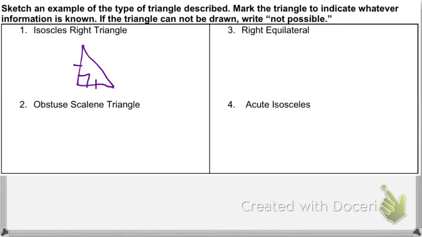An obtuse scalene triangle. This could be any triangle with an obtuse angle, and the three sides are not marked congruent. So a lot of you had something similar to this.